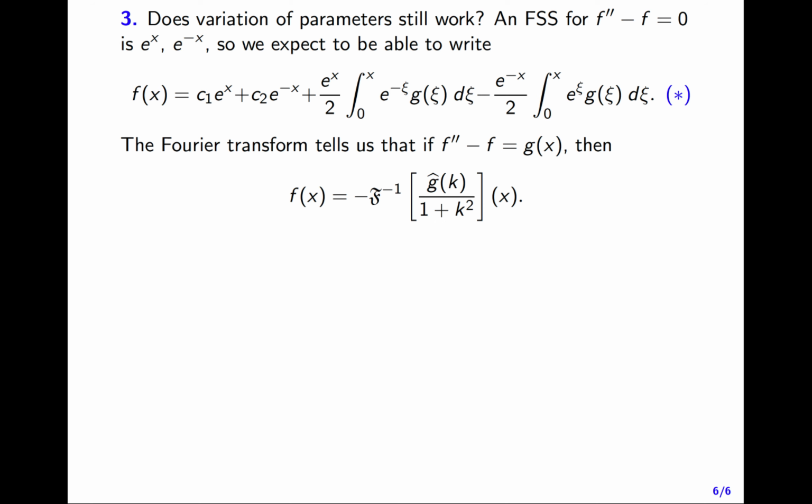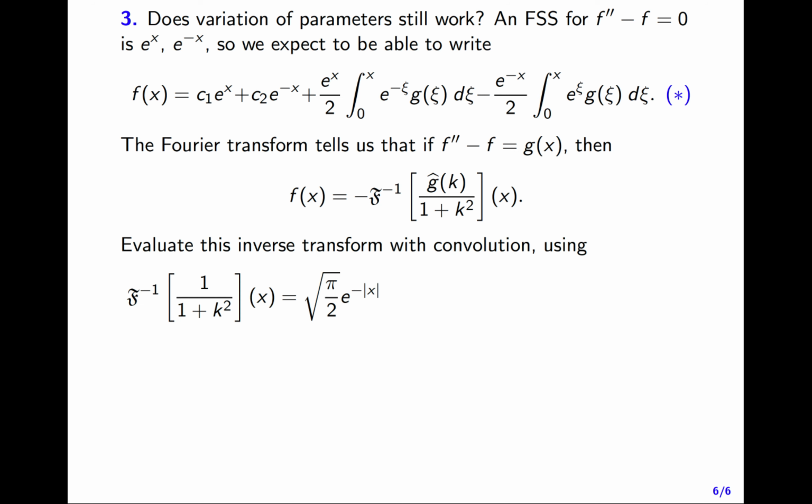Now the Fourier transform tells us that if we have f double prime minus f equals g, and we have all these extra good requirements on g, then the solution is f of x equals minus the inverse Fourier transform of g hat of k over 1 plus k squared, at x. How on earth do you turn that formula for f into star? It turns out you can evaluate this inverse transform using convolution if you remember that the inverse transform of 1 over 1 plus k squared at x is root pi over 2 e to the minus absolute value of x. That is an example that we do in the notes.